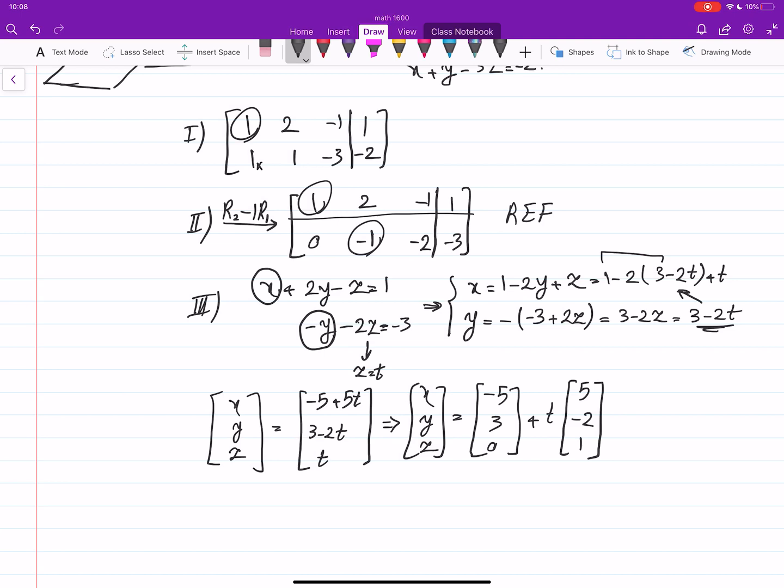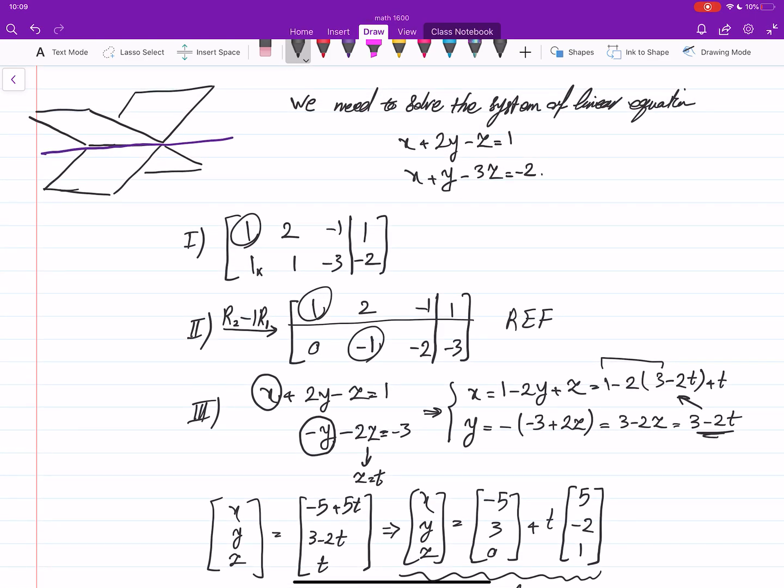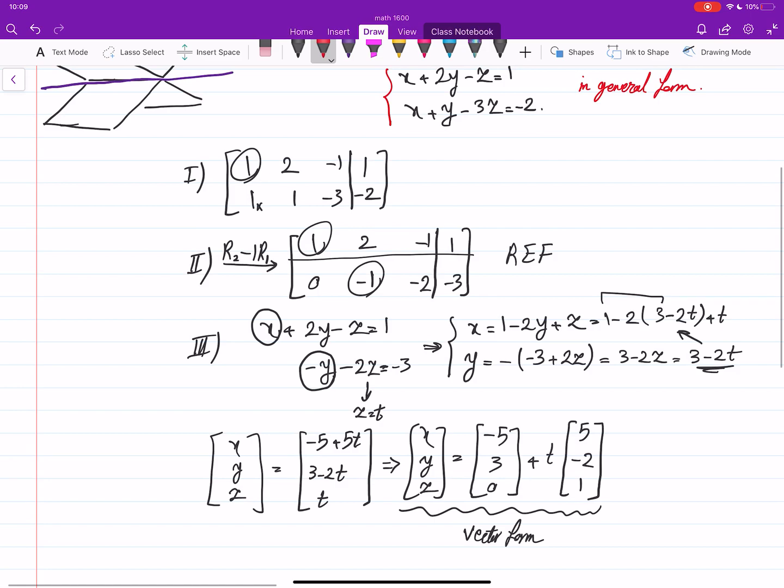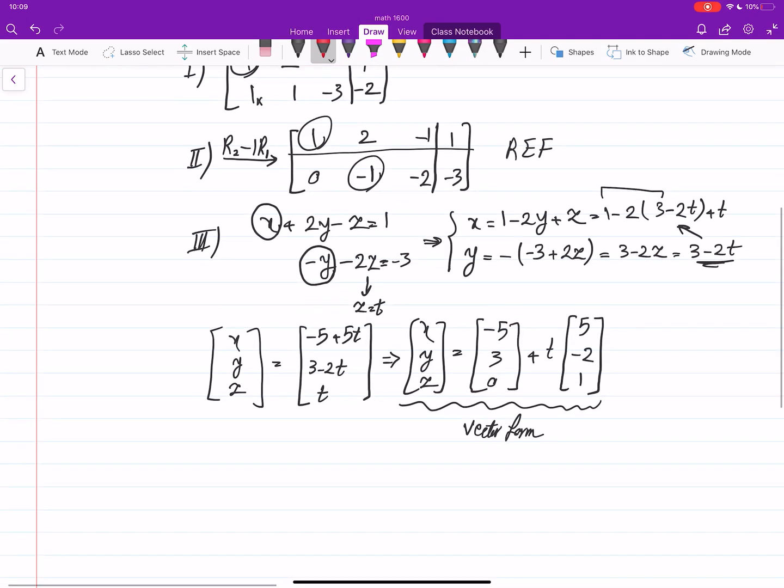Very nice. What we do now, you see that this is the equation for the line in vector form. And the original thing that we started working with is the equation for the line in general form. What we did is we went from general form to vector form. From vector form to general form is much easier. Going from general form to vector form, we basically need to solve the system of linear equations.